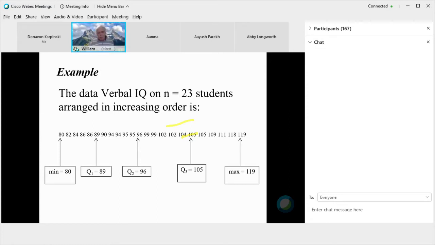Here's an example with verbal IQ. The median, the midpoint, is 96. They're arranged in increasing order. Q1 is the median of the lower half, 89. Q3 is the median of the upper half, 105. You also have the largest and the smallest. The difference between the largest and the smallest is the range. The difference between Q3 and Q1 is the interquartile range.